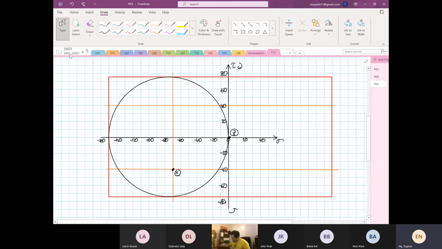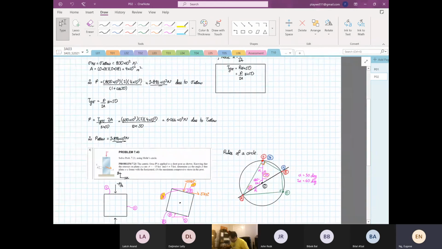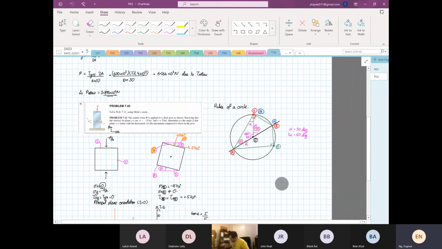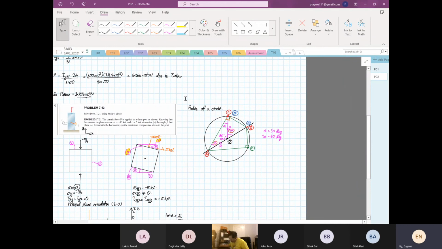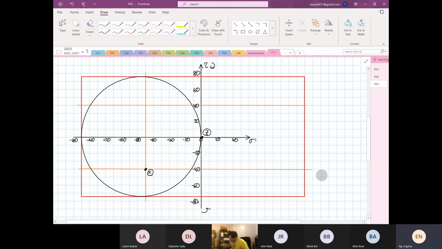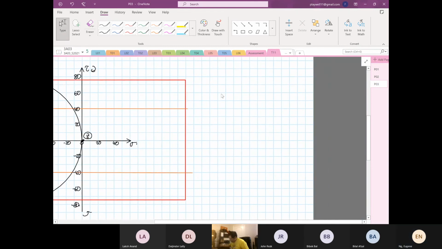So one possibility is we are going to apply the rules of the circle. I wonder, did I teach the rules of the circle in our Mohr circle? Let me see. Yeah, we did. So remember we did the rules of the circle. I'm going to copy the rules of the circle, and that is in tutorial 10. I'm going to copy, and I'm going to paste over here.